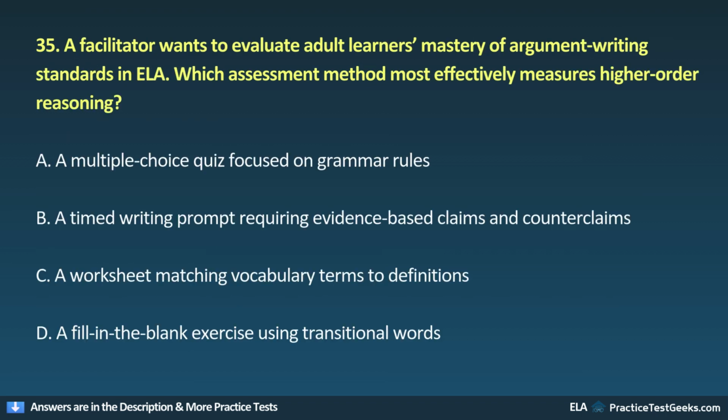35. A facilitator wants to evaluate adult learners' mastery of argument writing standards in ELA. Which assessment method most effectively measures higher order reasoning? A. Multiple choice quiz focused on grammar rules. B. A timed writing prompt requiring evidence-based claims and counterclaims. C. A worksheet matching vocabulary terms to definitions. D. A fill-in-the-blank exercise using transitional words.